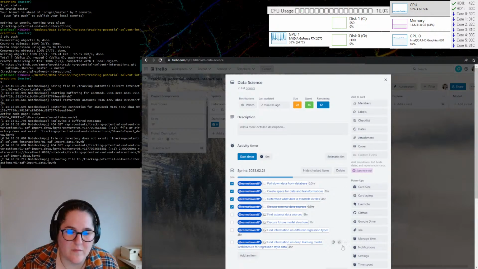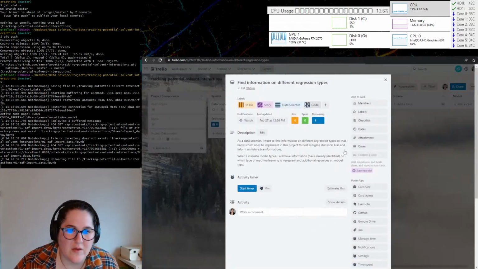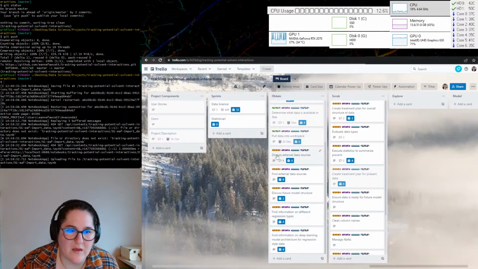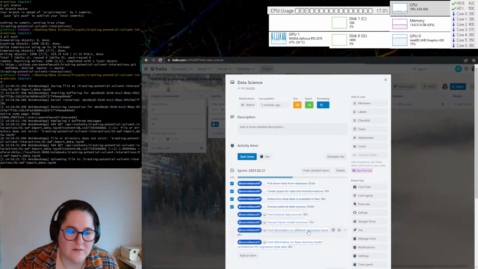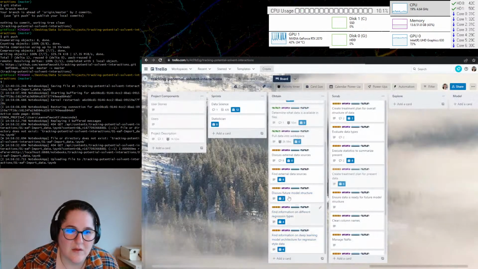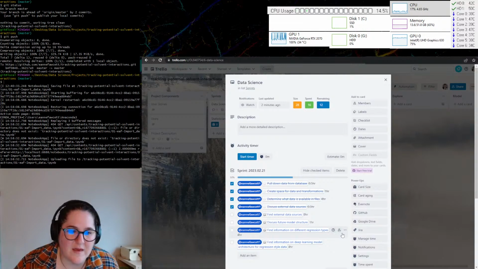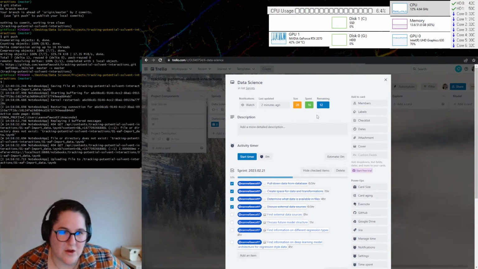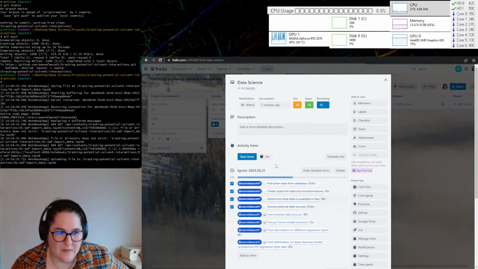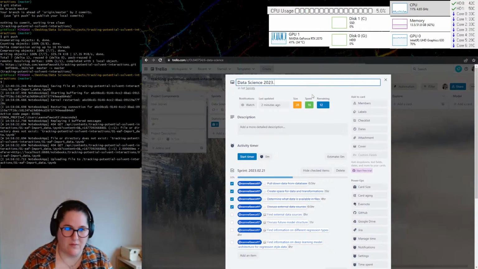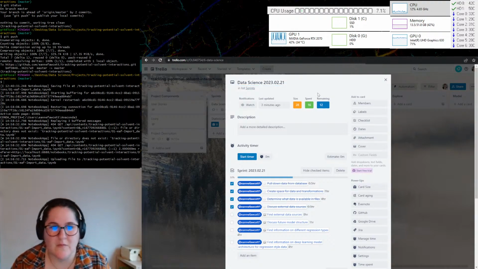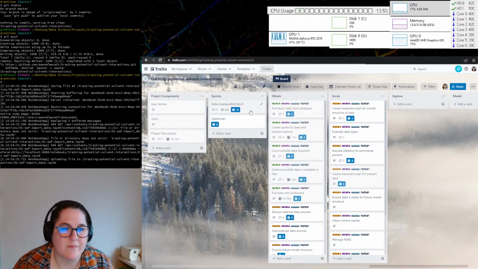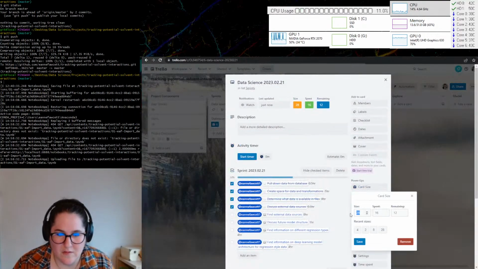We have 12 remaining. We have this 4 on different regression types. We have those 4 remaining, and then we have find external data sources, which should be 8. I believe something has happened with my story points here. Okay, I'm actually going to change this name, 2023 to 221. Let's zero this out.